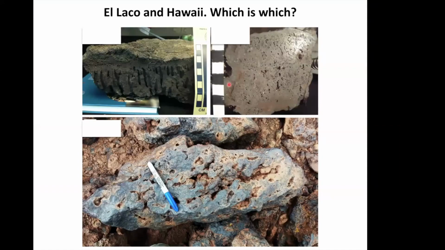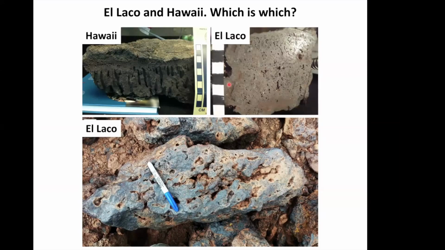When you see papers written about El Laco, the word lava is often used. And in fact, when Charles Park wrote his seminal paper in the early 60s, he wrote the word lava in quotation marks because he wasn't convinced that it represented the true lava, but that it had characteristics similar to lavas. So when you look at these three photographs, if you were to be asked which one of these is El Laco and which one of these is Hawaii, which would you pick?